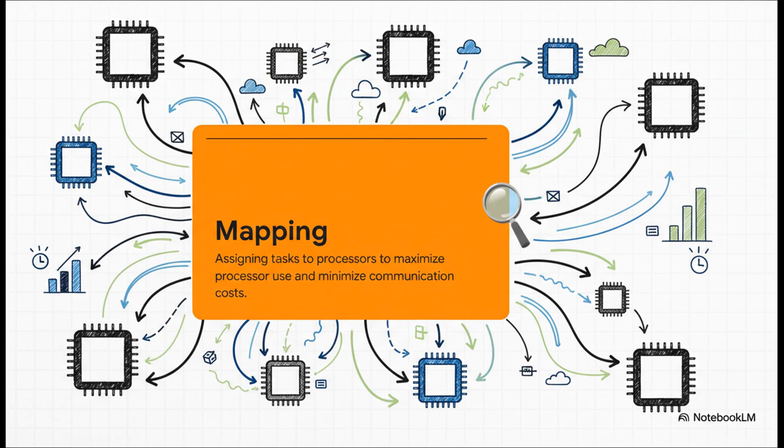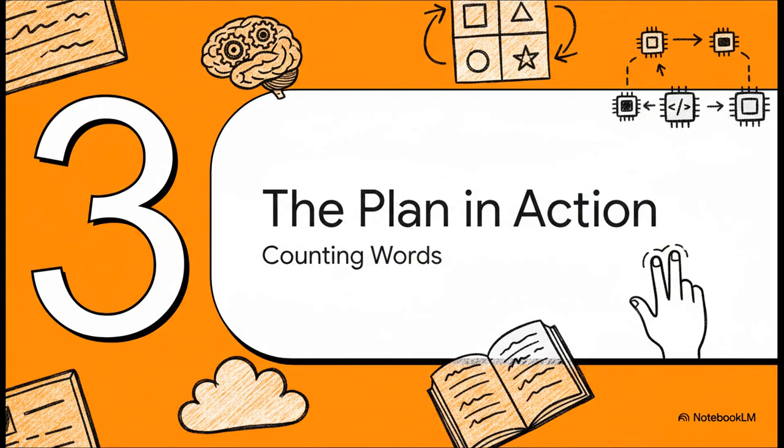So, in the world of software, this means we're assigning our carefully crafted tasks to actual physical processors or different computers in a network. The whole goal here is to keep every single processor as busy as possible, doing useful work, and not just sitting around twiddling its thumbs waiting for data from another one. Okay, so that's the theory. Sounds pretty good, right? But how does it actually work in practice?